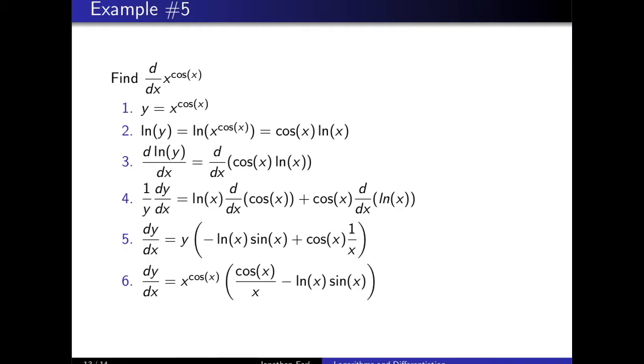And we want to go and take derivatives of both sides, so our left-hand side at this point should be pretty standard, 1 over y dy by dx. And our expression on the right-hand side will just have a product rule, so we'll have natural logarithm of x times the derivative of cosine, plus cosine times the derivative of natural logarithm of x. And when we go and isolate for dy by dx, we get y times minus ln x sine of x plus cosine of x divided by x. So we get a final answer of dy by dx is x to the cosine of x times cosine over x minus ln x sine x.